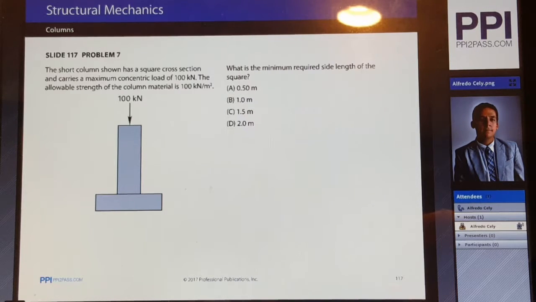Now, this problem requires you to recognize what it means to be a short column. Short columns will crush before they reach buckling. So when you have a short column, you do not evaluate for buckling equations. That is a key distinction that will help you quickly solve a problem in the PE exam. If you encounter a short column, instead of going through the different buckling evaluations, you can skip those because the column will crush before it buckles.